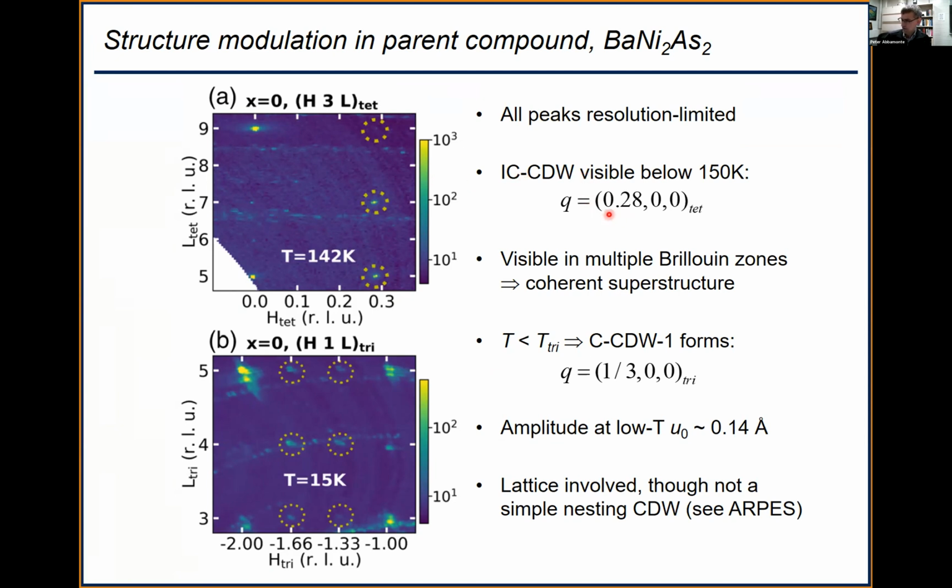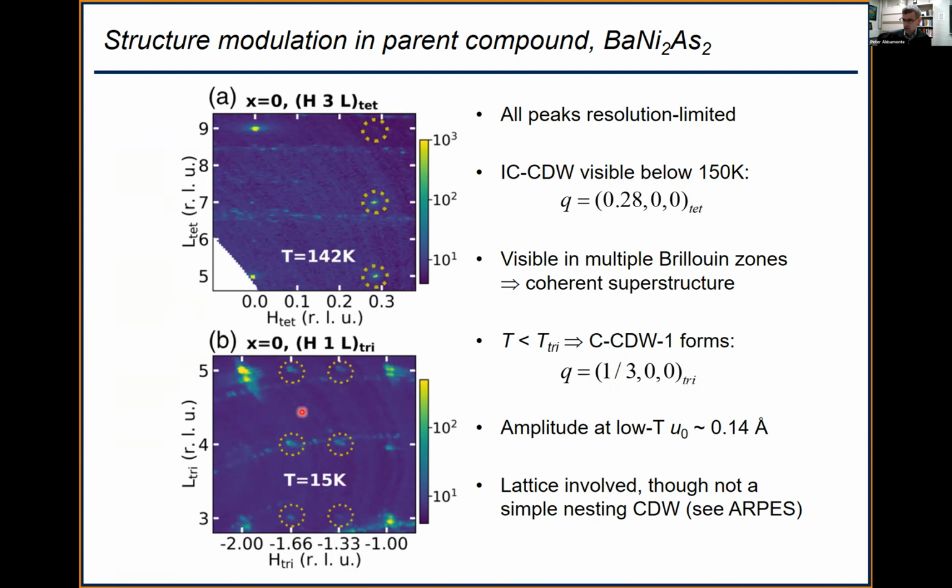Whatever this thing is, it has a periodicity of 0.28, so it's incommensurate. That's the wave vector in tetragonal units. It shows up quite a bit higher than the triclinic transition. You can start to see these things at 150 Kelvin, and then they get stronger and stronger as you cool. When you cool into the low temperature state, this is also a cut, but now in triclinic units, another charge density wave forms. This one has Q of 1/300 in triclinic units.